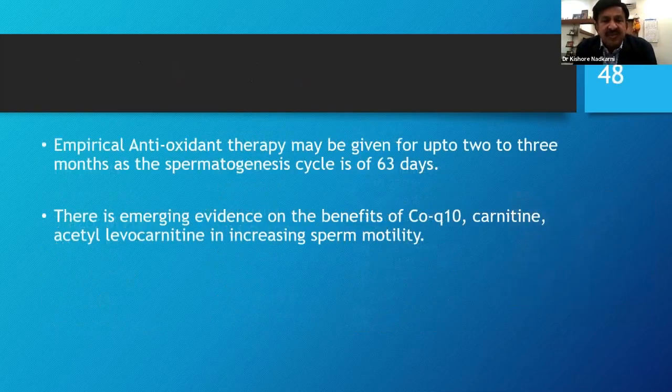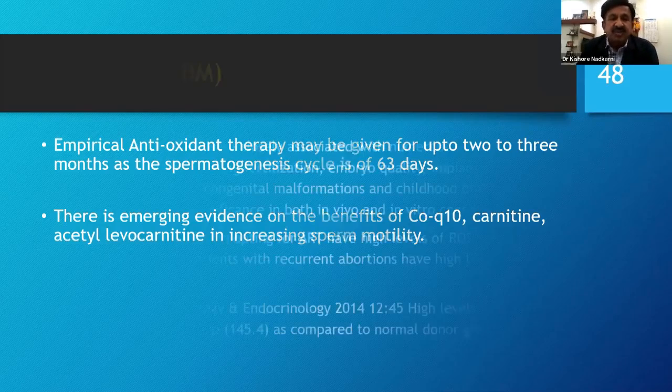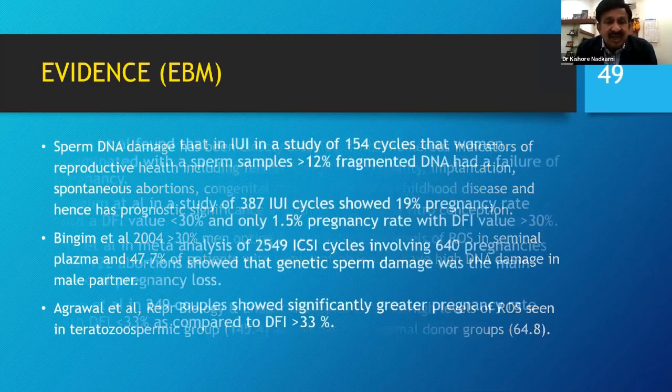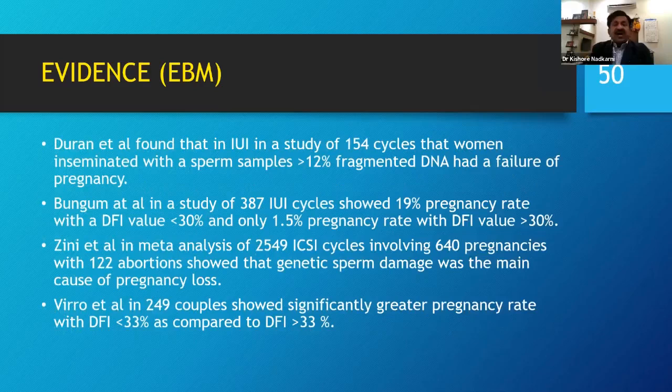Empirical antioxidant therapy may be given for up to 2 to 3 months as the spermatogenesis cycle is of 63 days. Usually 45 days is spermatogenesis and the spermiogenesis is the other 18 days. There is now emerging evidence on the benefit of CoQ 300 and carnitine and acetyl levocarnitine in increasing sperm motility. Lot of evidence available, Bingham et al., Agarwal et al., Buran et al. Is showing improved IUI results and even natural pregnancies with improvement in DFI values.